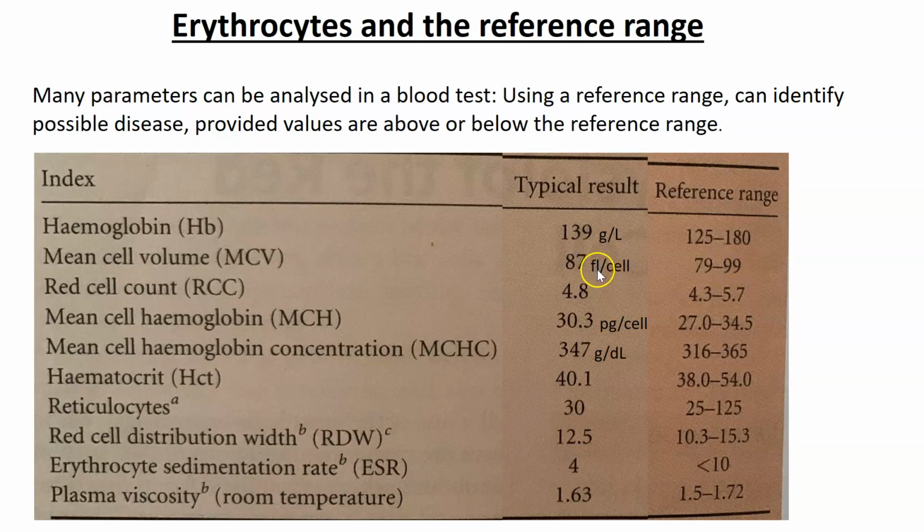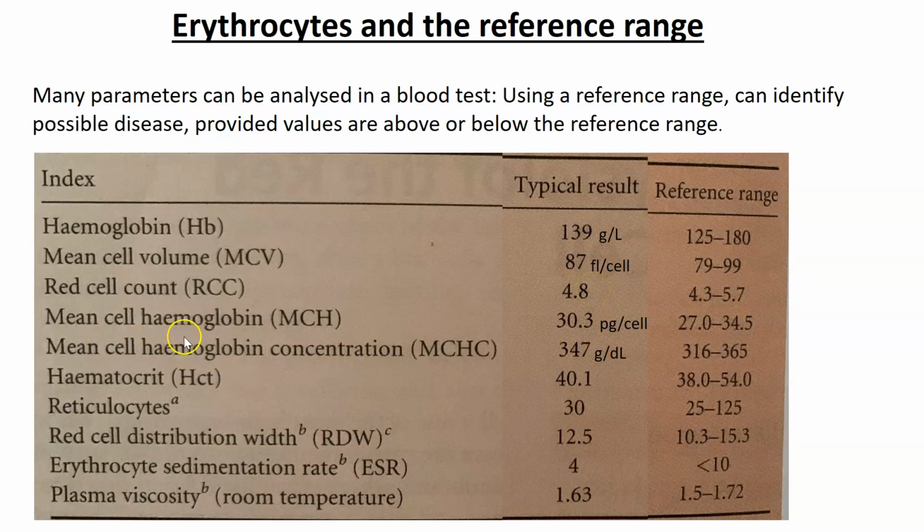F stands for femto. If you remember, we have milli, micro, nano, pico, femto, and each time it's going down by 1,000. Red cell count is clear: it's basically the number of red blood cells per unit volume.